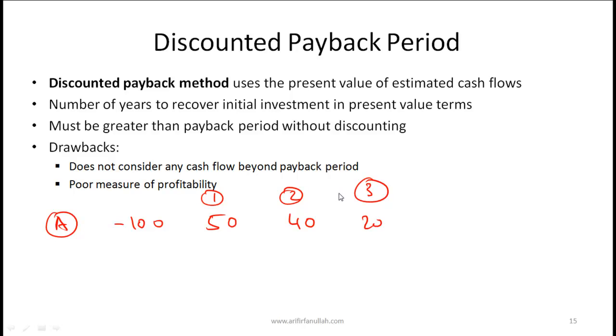Then to calculate the payback period, rather than simply using the undiscounted cash flows, we take the discount rate. Let's say the discount rate is 10%, and instead of using 50 we will use 50 over 1.1. Instead of using 40 we will use 40 over 1.1 squared, and here we will use 20 over 1.1 cubed. So all we are doing is, rather than using the actual cash flow, we are using the present value. So all the advantages and disadvantages are the same as what we just saw. Only one less drawback is that we are considering the time value of money.